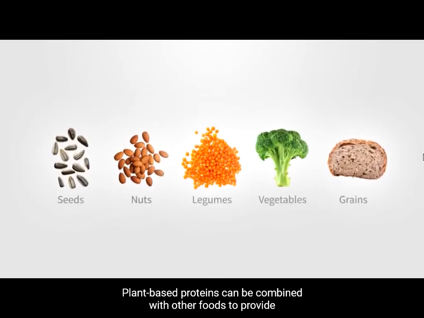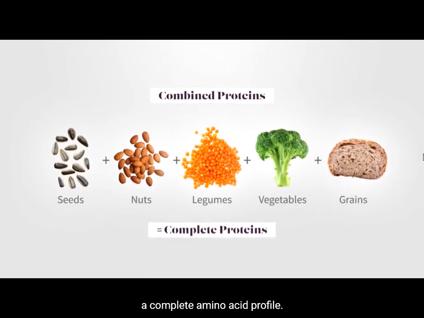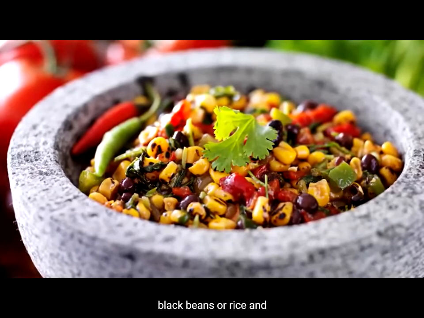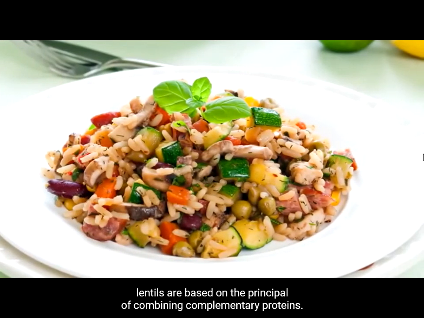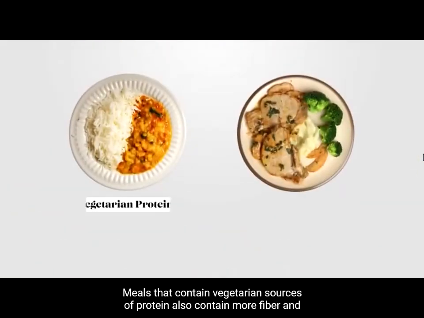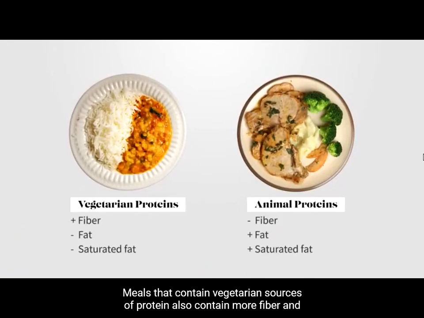Plant-based proteins can be combined with other foods to provide a complete amino acid profile. In fact, many traditional food combinations like corn and black beans or rice and lentils are based on the principle of combining complementary proteins. Meals that contain vegetarian sources of protein also contain more fiber and less fat, especially saturated fat, than meals that feature animal-based protein. And even though saturated fat may not be as harmful as we once thought, it can still contribute to elevated levels of LDL cholesterol if we eat too much of it. So moderating our intake of red meat, for example, is still a sensible idea.